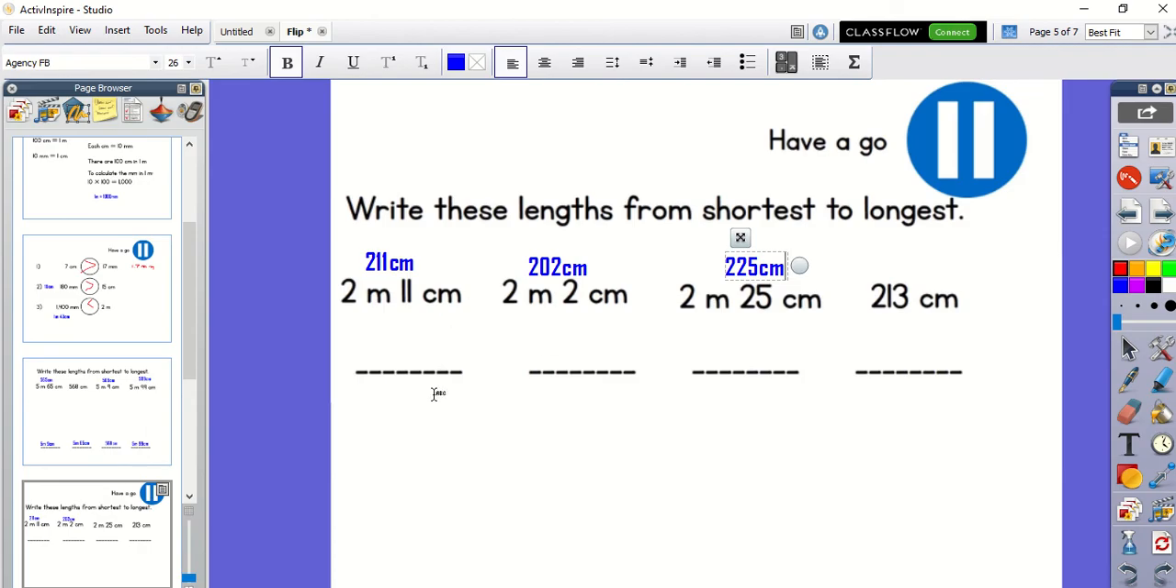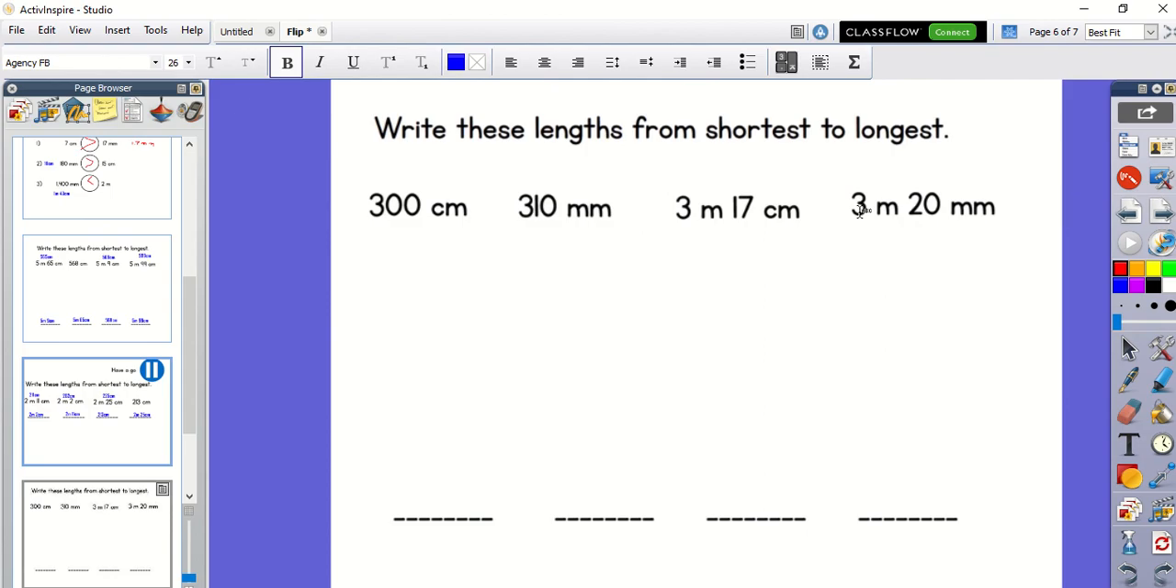Now, shortest to longest means my first number's got to be the smallest, which is 202. So 2 meters 2 centimeters. My next smallest one is 2 meters 11, so 2m 11 cm. Then we've got the 213 centimeters. And finally, we've got the 2 meters 25 centimeters. Well done if you got that right.